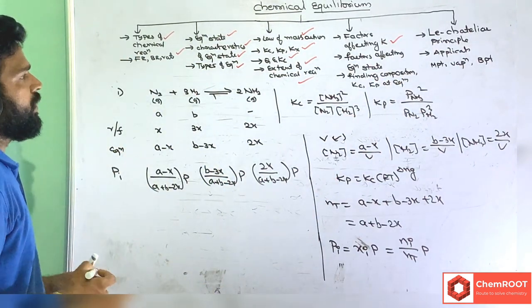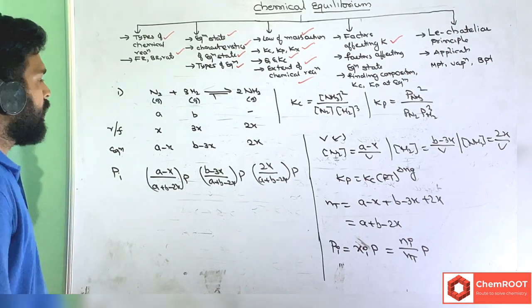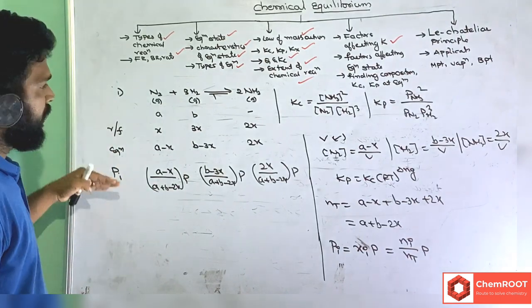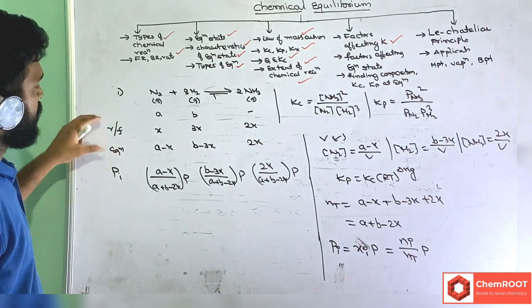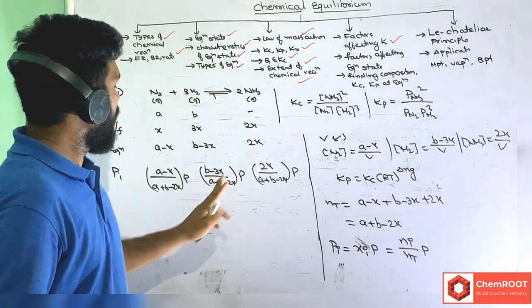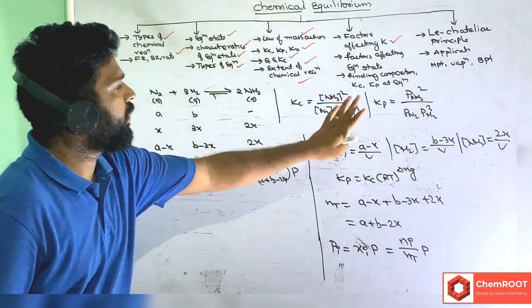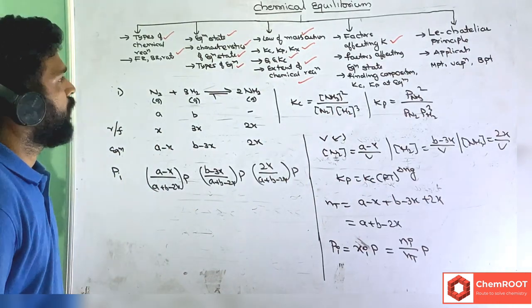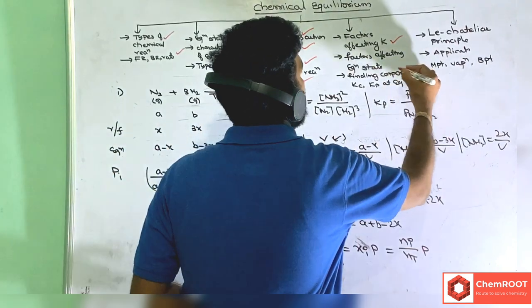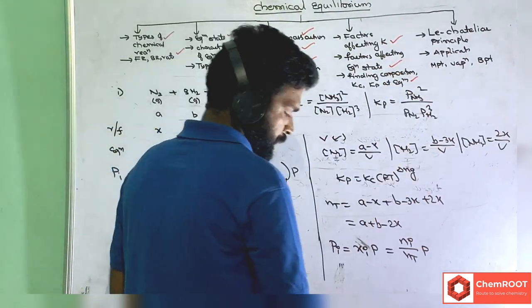So this is about the factors for writing the composition of the substances. If you know the Kc, I can find the composition, and if I know these values, I can find the Kc and Kp expressions. Okay, so this is another topic we completed.